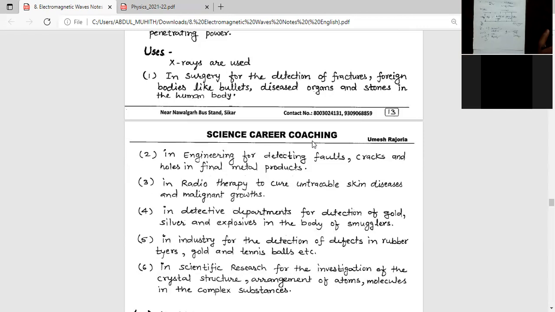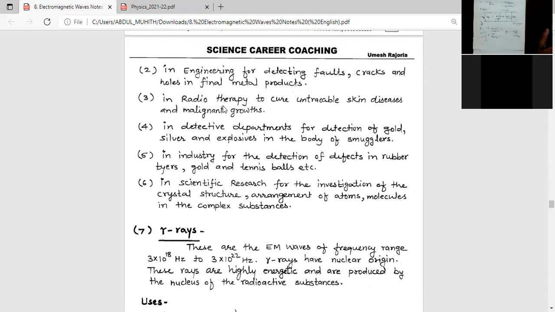Foreign bodies like bullets, diseased organs, and stones in the human body, like kidney stones, and fractures or foreign objects like bullets can be detected using X-rays. We have soft X-rays and hard X-rays.